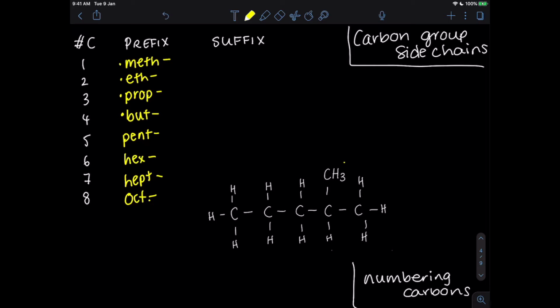So we can see here that we have only got 1 carbon in our side chain, 1 CH3 group, but we could have 2 carbons in that side chain or 3 carbons in that side chain, and we need to make sure that our reader knows exactly how many are present.